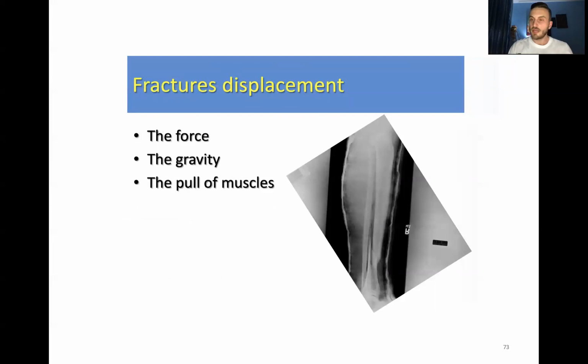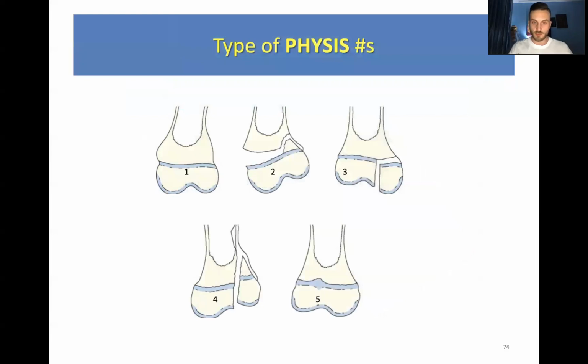So why do fractures get displaced? Because of the force itself, when you have the impact, the trauma, the fracture will displace. Gravity may displace the fracture, and finally the pull of the muscles. So these are called the deforming forces for any fracture.